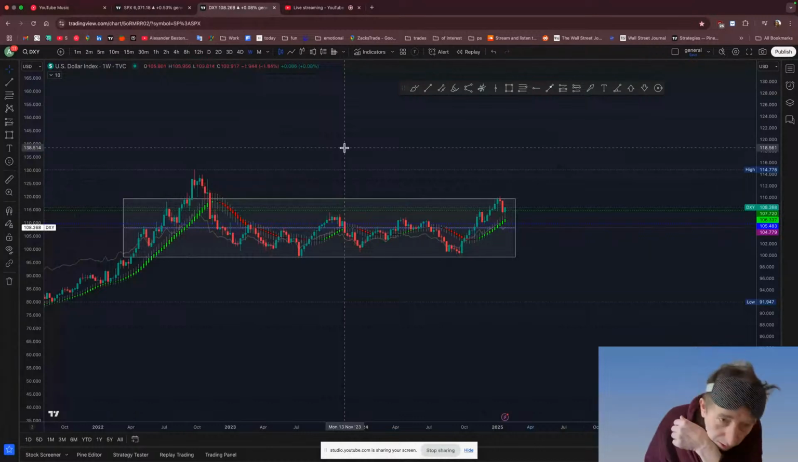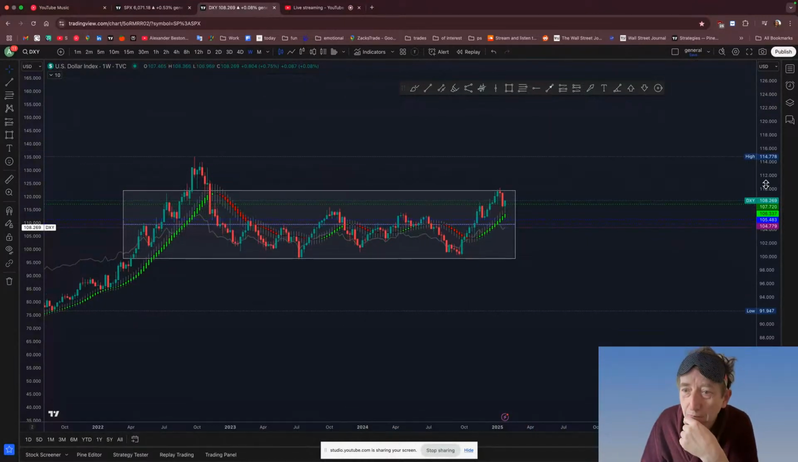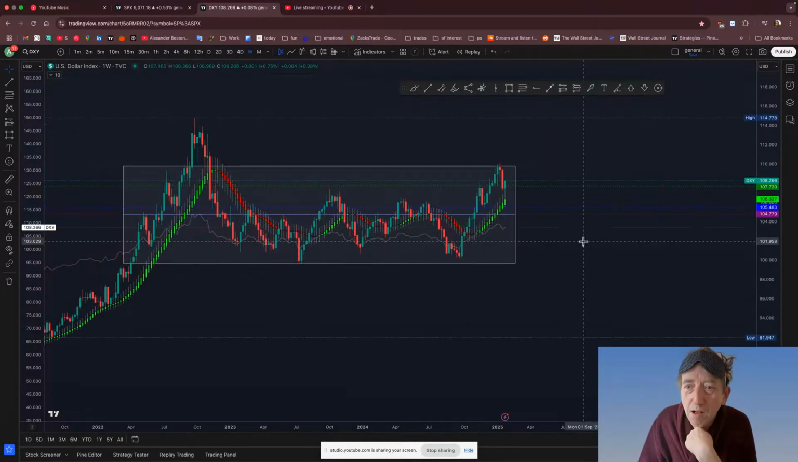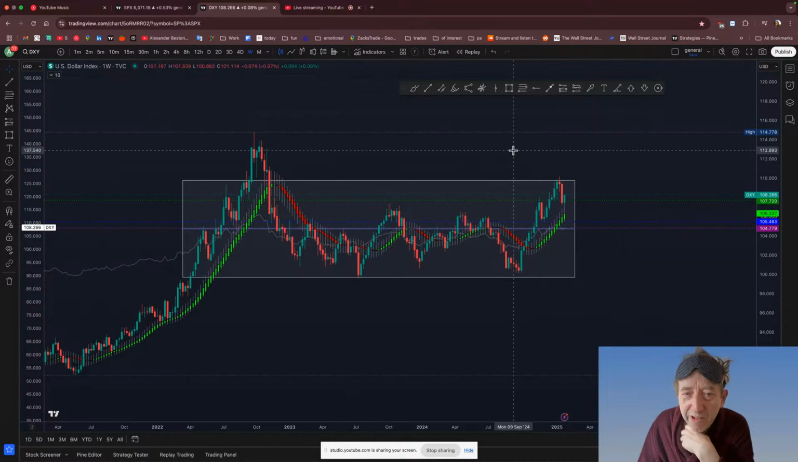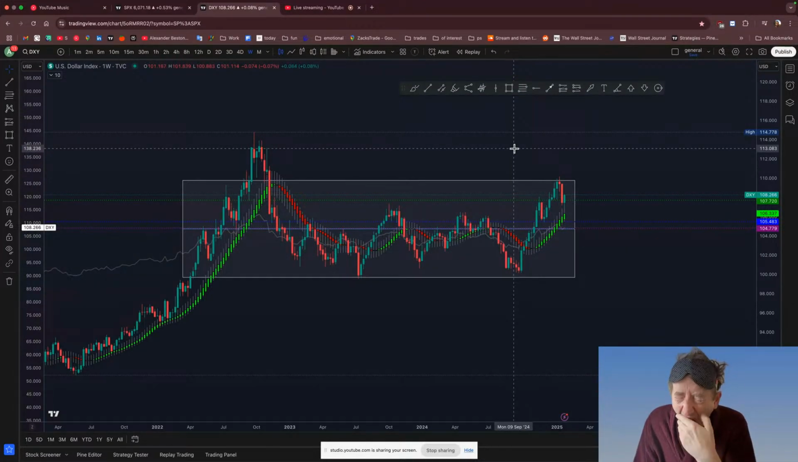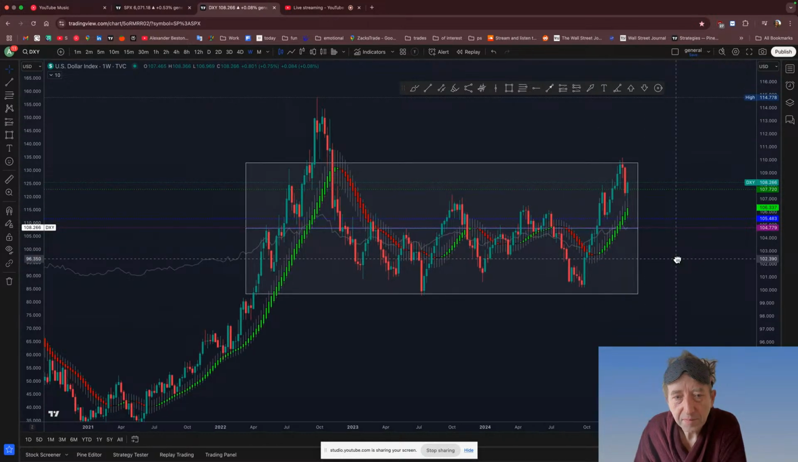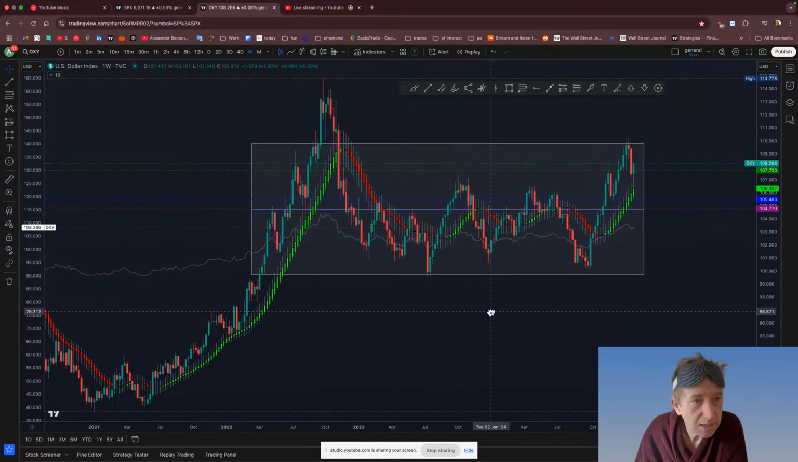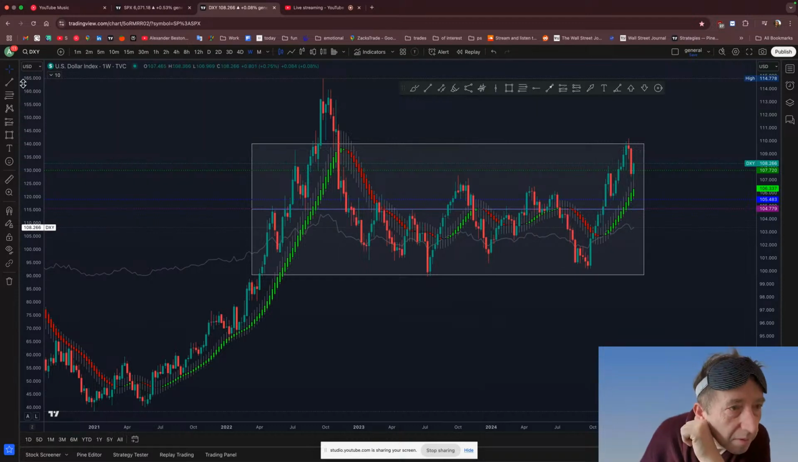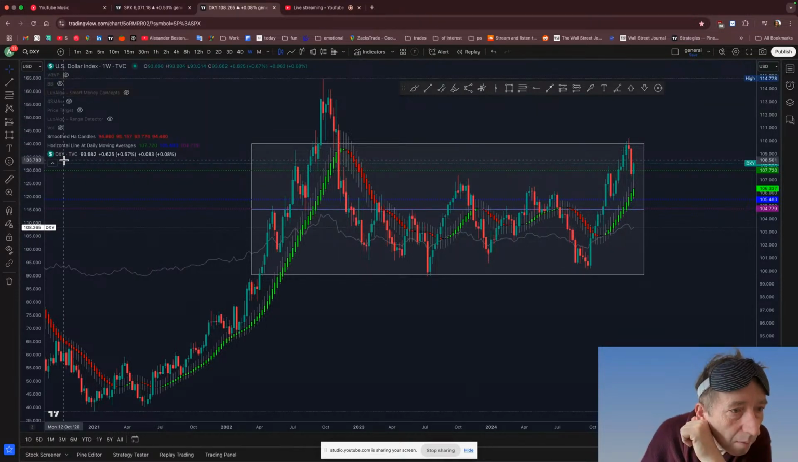Right. Share screen. So what we're looking at today is the Dixie dollar index. Basically, the dollar price added in with all its other currencies as a mix. Let's take off something. I'm going to remove that.